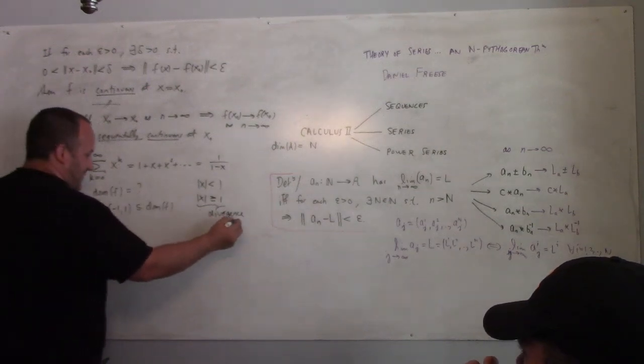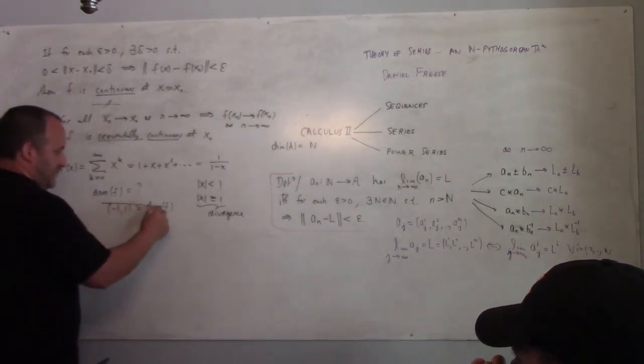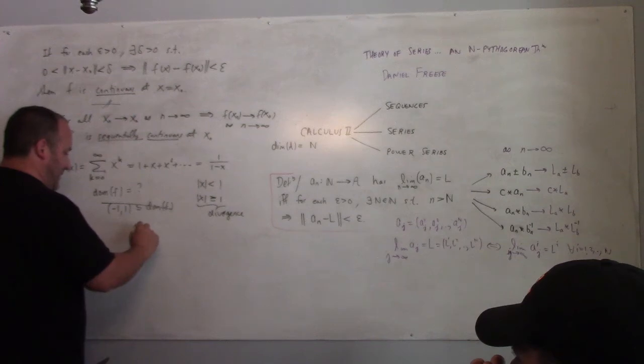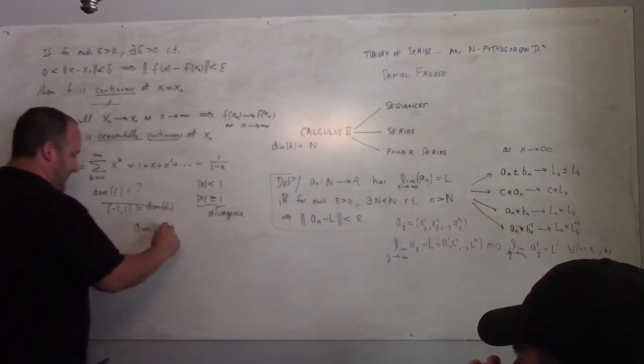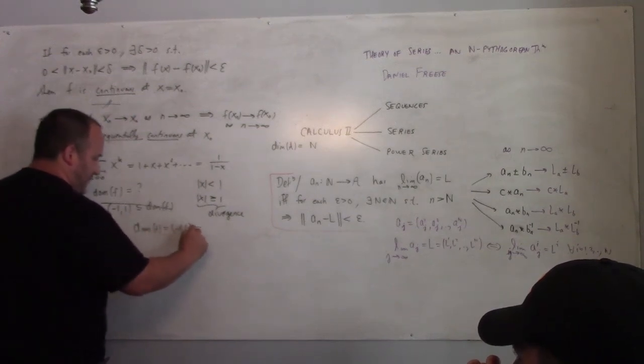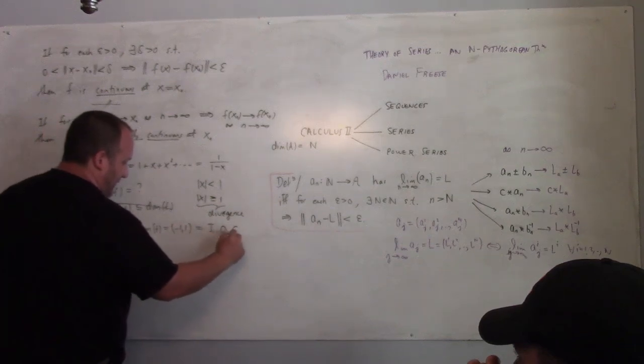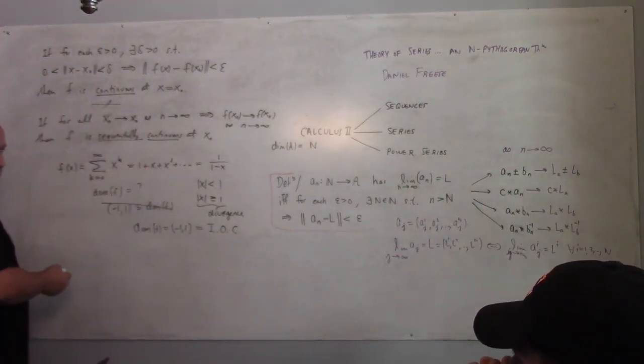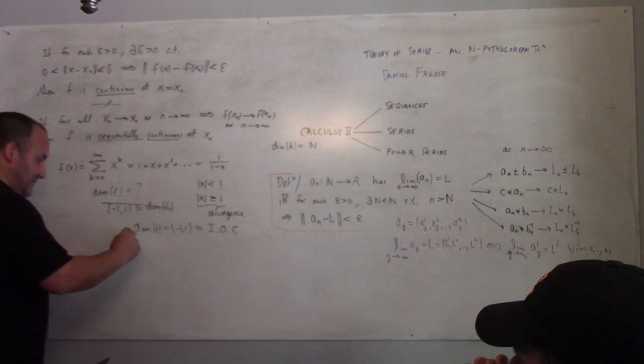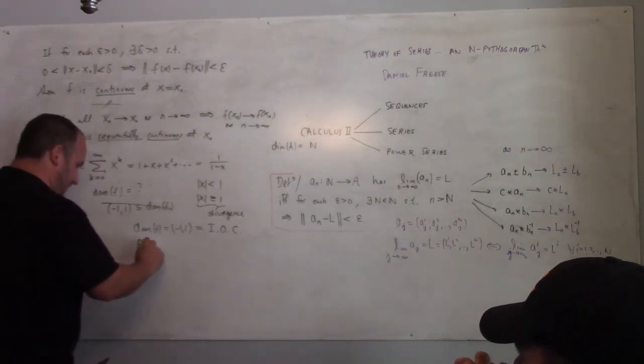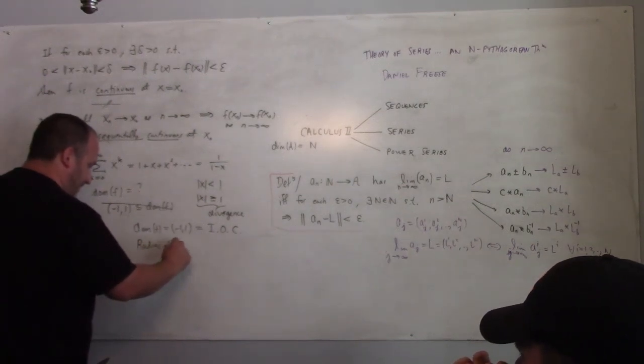So because of that, I can actually say that the domain of this function is in fact minus 1 to 1. This is the so-called IOC, interval of convergence for the series. The radius of convergence. Why is the absolute value of x less than 1?